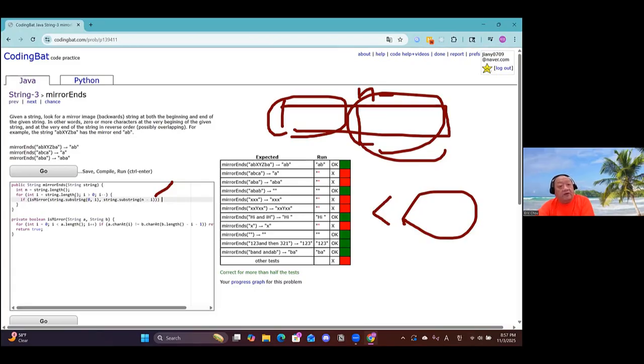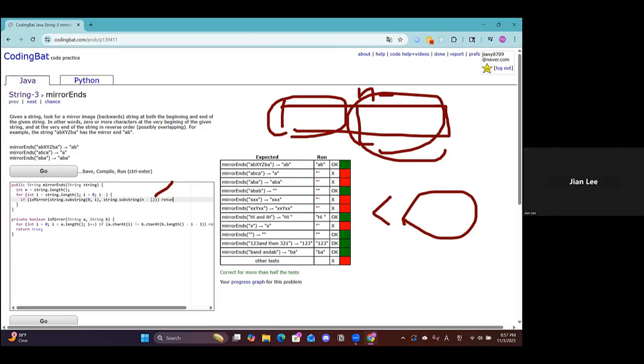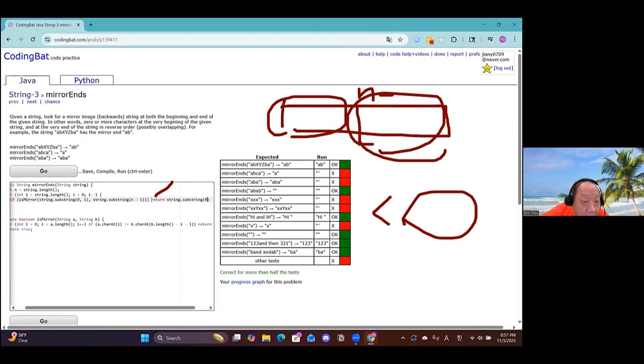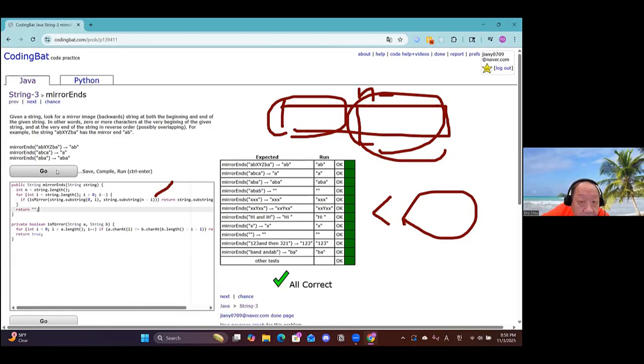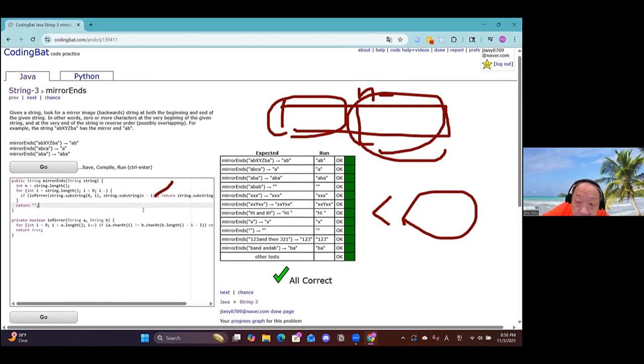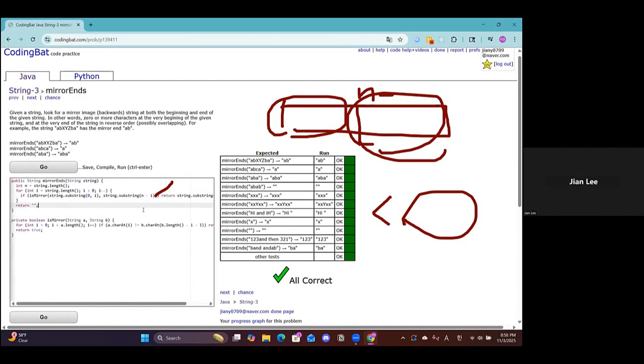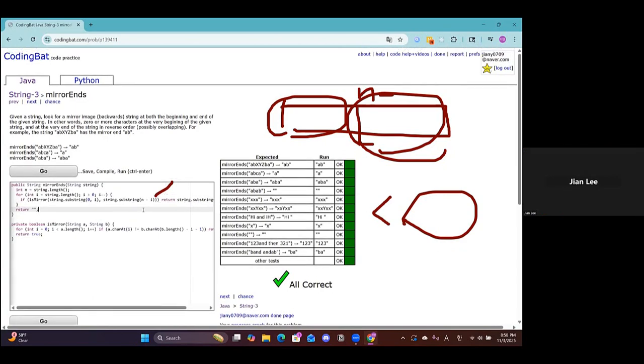So it's okay, right? So far, okay. Then return the substring, string.substring(0, i). Get out of here, return empty string. You see? It's hard. This kind of hard.